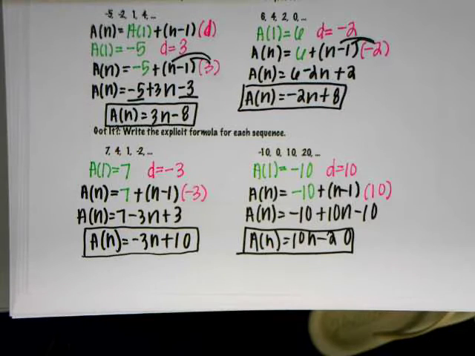Any questions on that? Okay, so now we're going to use the formula. We're going to write the formula, and then once we have it, it's going to give us a specific term number it wants us to find, and we're going to find that. Okay?